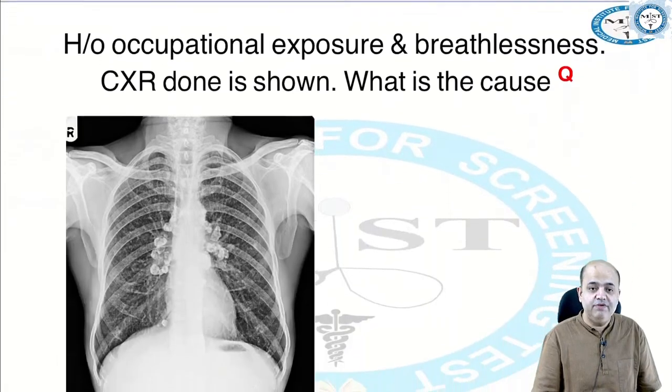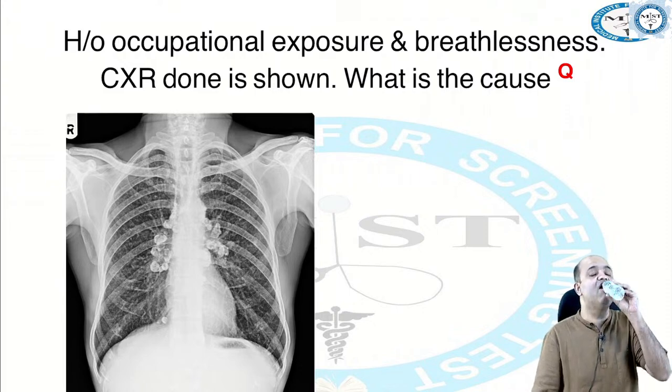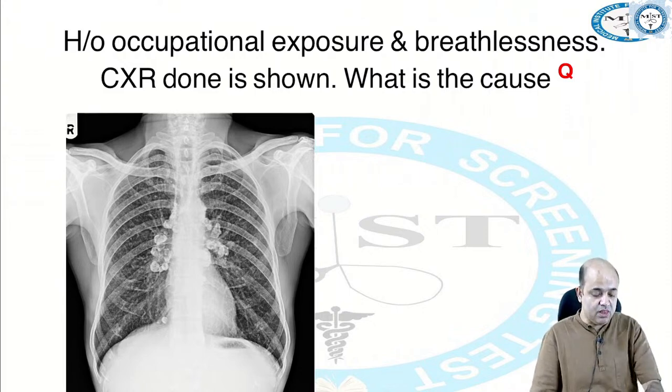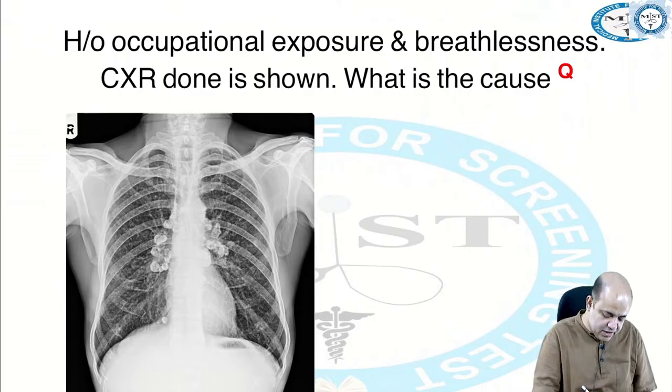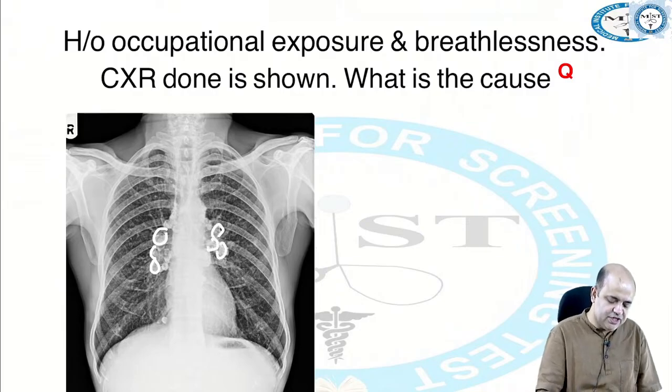Then we have a patient with a history of occupational exposure, and then there is chronic breathlessness, and chest X-ray has been done. What do we see? We again see lymph nodes, but these lymph nodes have white margins. These are called lymph nodes with eggshell calcification.